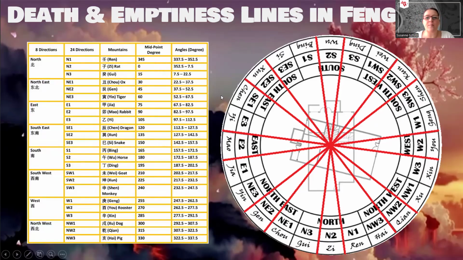And again, all of these facing measurements happen very rarely, because you need a precise degree range. So if we take that example again of southeast 2 and southeast 3, here we've got southeast 2, here we've got southeast 3. The cutoff point here is 142.5 degrees. And if the house is facing precisely on this degree line, then it's facing a minor death and emptiness line. You don't know, is it facing southeast 2 or southeast 3?